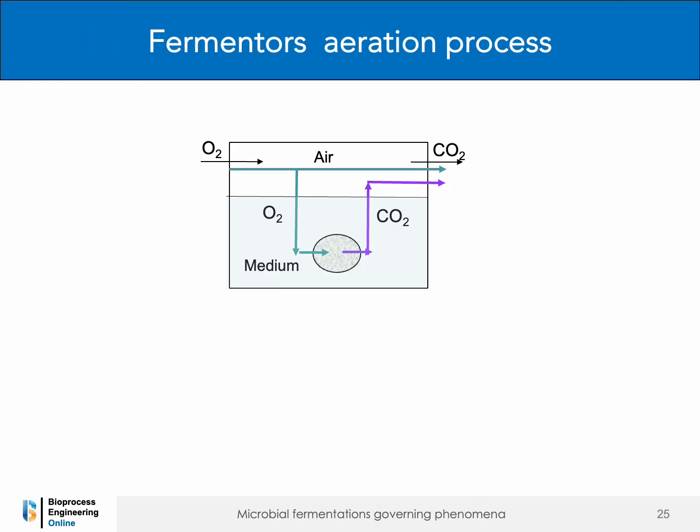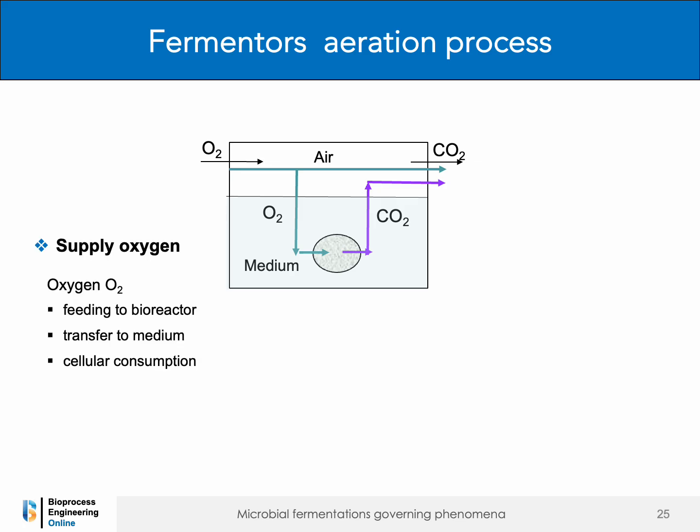Mass transfer is the second fundamental phenomenon governing microbial fermentation dynamics, primarily controlling fermenter aeration. Aerobic fermenters are continuously aerated to supply oxygen, essential for cellular metabolism, and to remove carbon dioxide. This constant gas exchange is necessary because of the low solubility of oxygen and carbon dioxide in aqueous culture media.